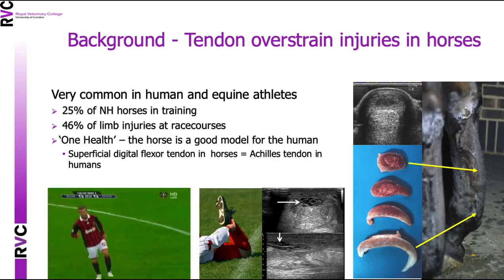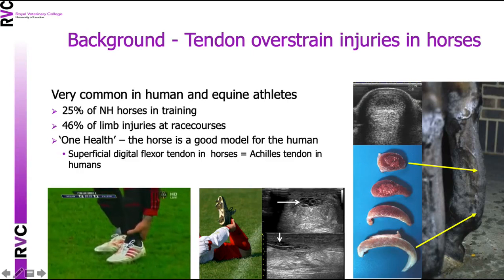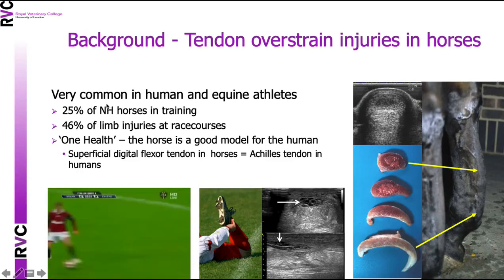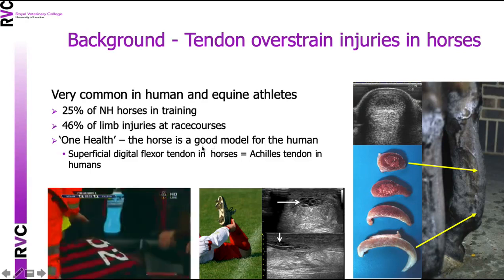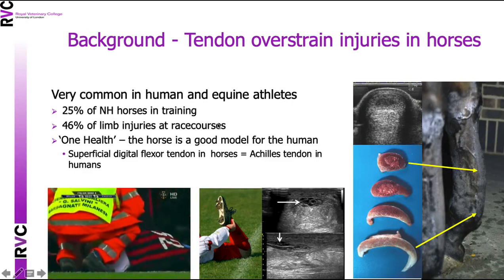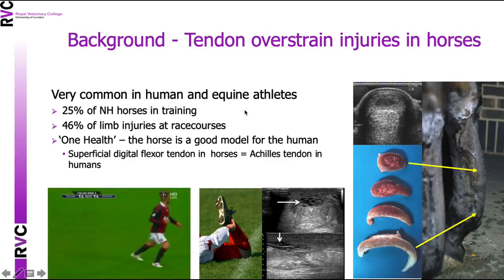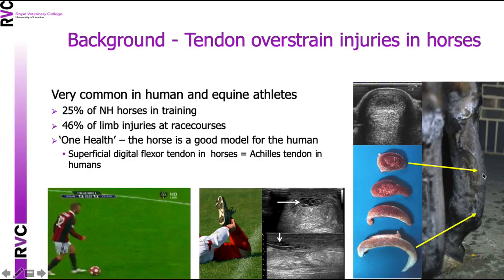And we know that in National Hunt racehorses in particular, we have an incidence of around 25% in horses that are in training. But actually, almost 50% of limb injuries on racehorses involve injuries to the supporting structures on the back of the metacarpal region. And not only is this an important problem for horses, but things that we can learn in terms of causes and treatments for horses actually represent a good example of the One Health concept, that the horse is a good model for human tendon disease, with this injury to the superficial digital flexor tendon in the horse being similar to the Achilles tendon in humans.